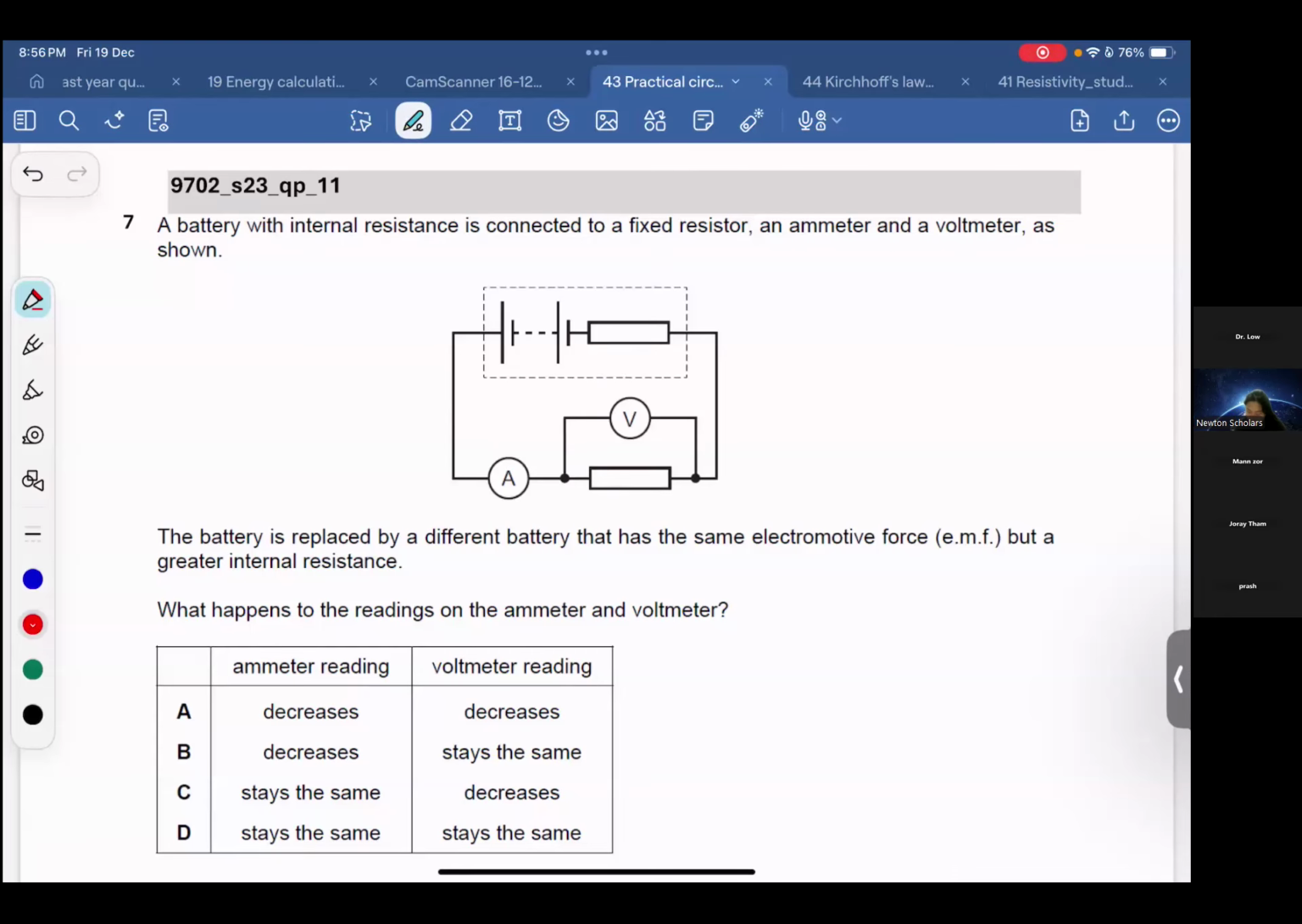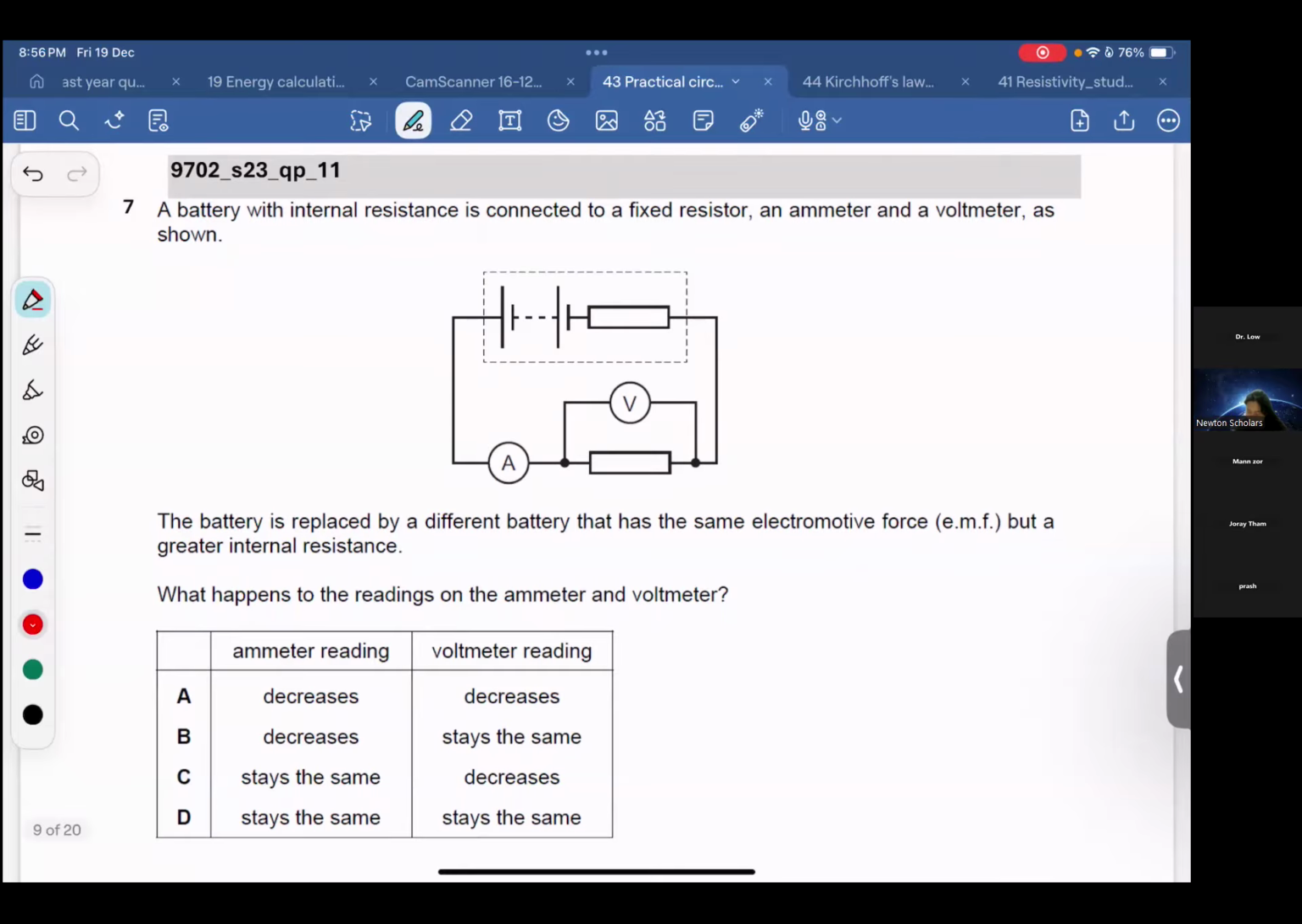Okay, here, next question. The battery is replaced by a different battery with the same EMF. EMF doesn't change, but now there is a greater small r. Just now it was asking about the big R, the external resistor. So now it's small r. What happened to your ammeter reading and what happened to your voltmeter reading?